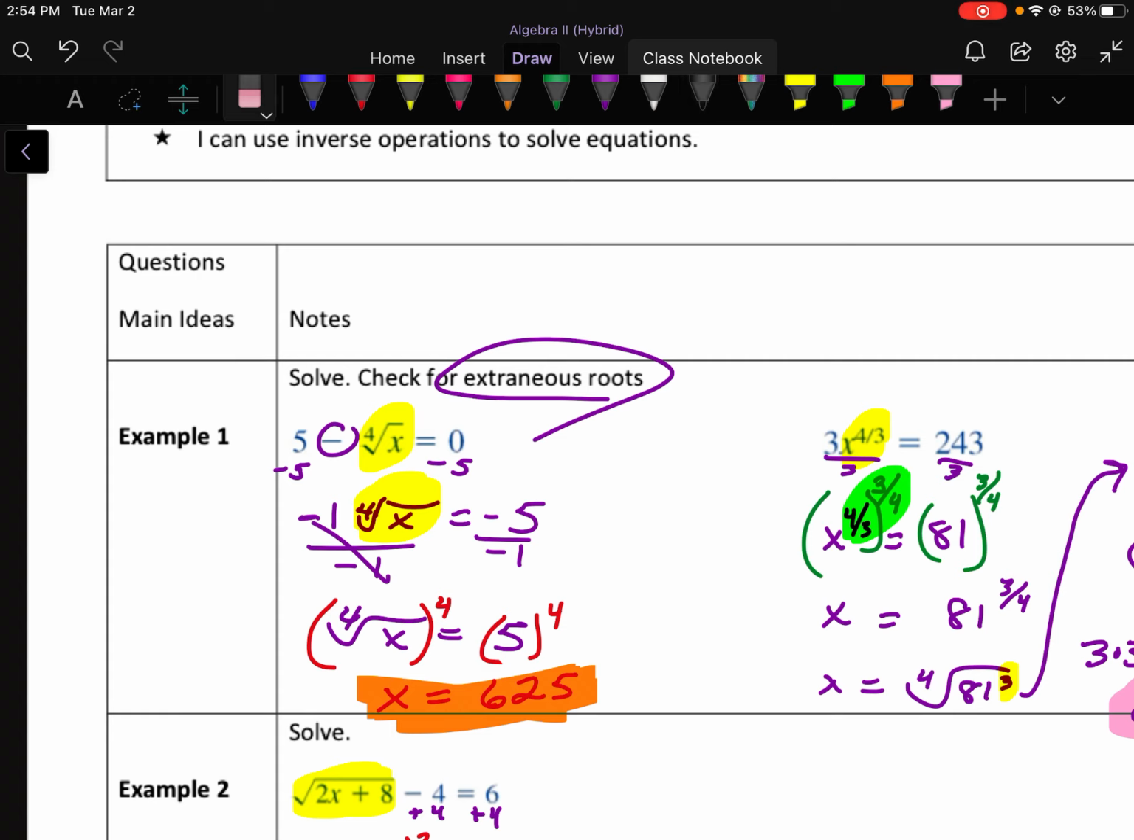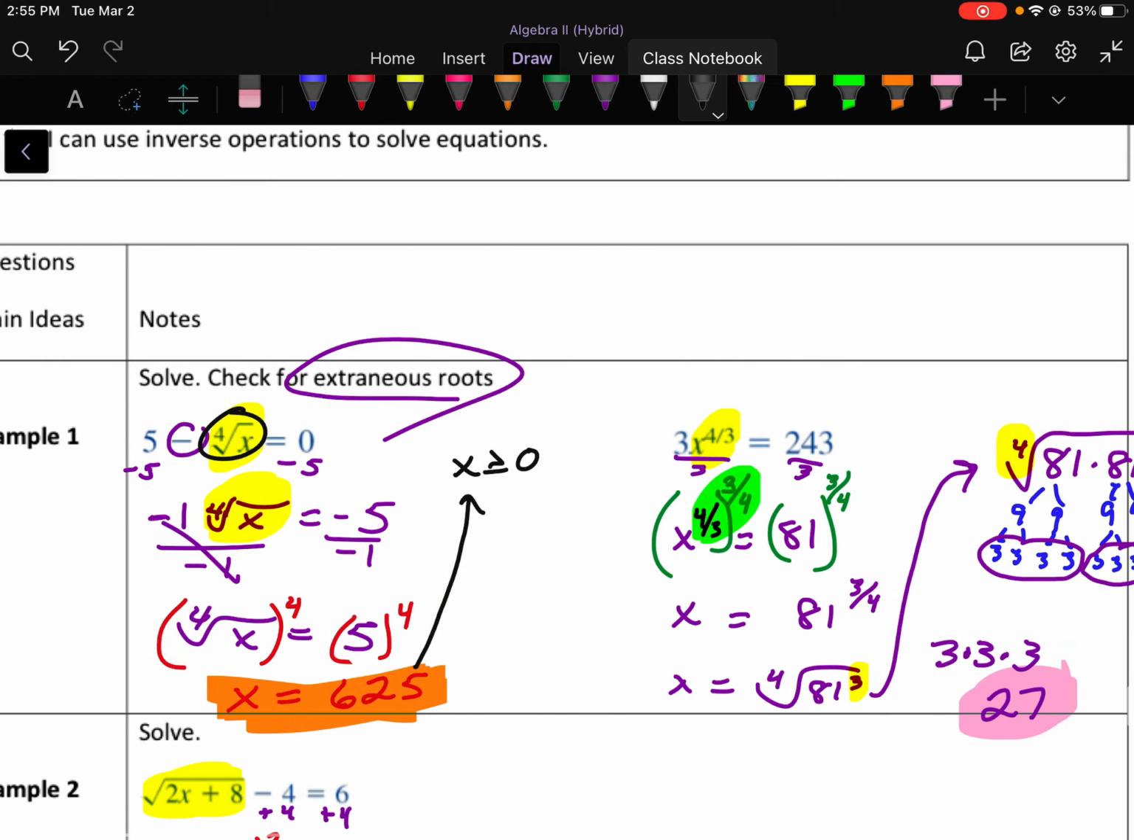So in this first example, I have the fourth root of x. That means that when I solve this, x has to be greater than or equal to 0. I cannot get any negative numbers here, but you'll see my answer is 625, so that answer is a good answer.